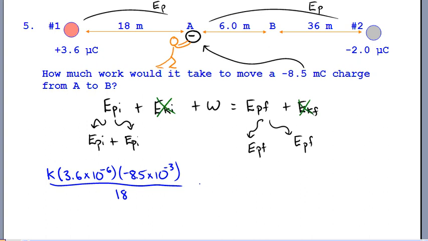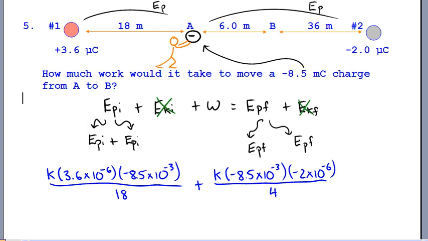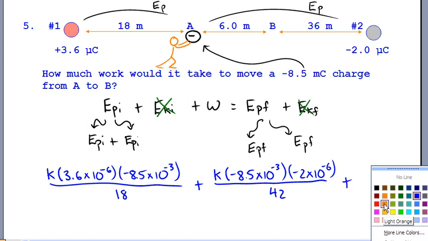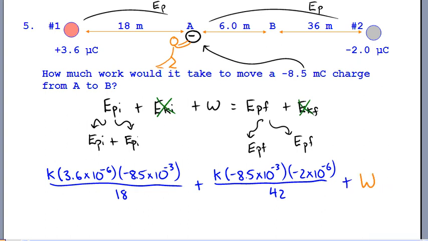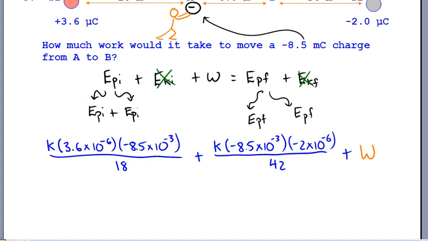But there's another initial potential energy. This is still initial. I've got a K and then the negative 8.5 times 10 to the negative 3 for milli, but then there's the negative 2 microcoulombs, 10 to the negative 6. And at the beginning of the story, those charges are 6 and 36. They are 42 meters apart. So that's just at the beginning of the story. Then I've got this person there that's going to go and do some work. Okay, that's the left-hand side of the equation.